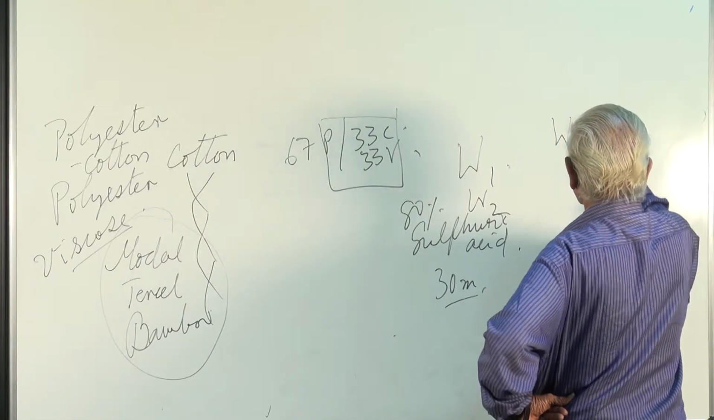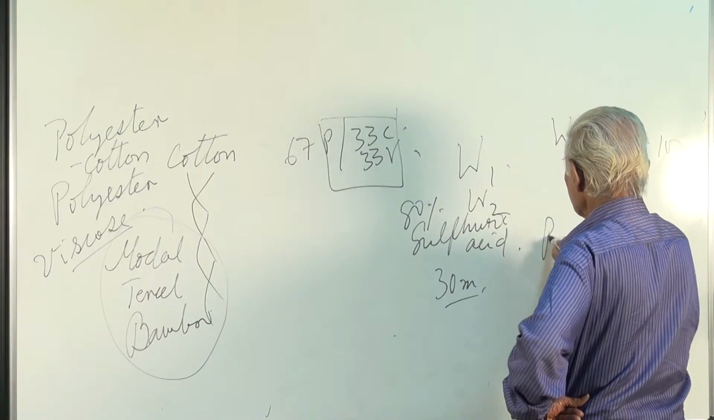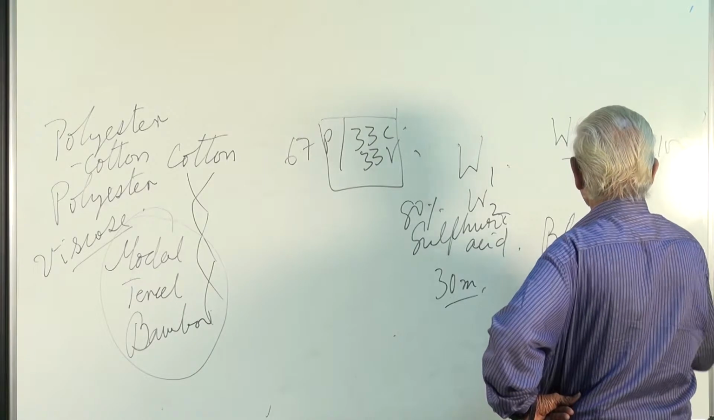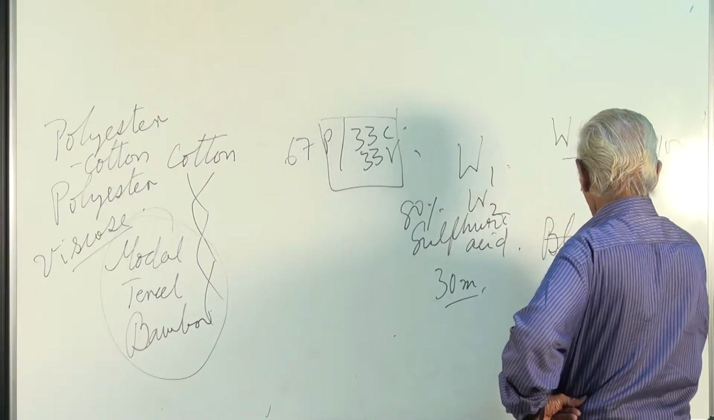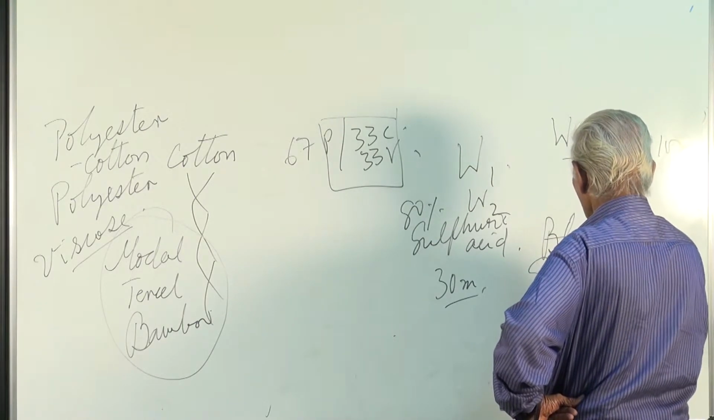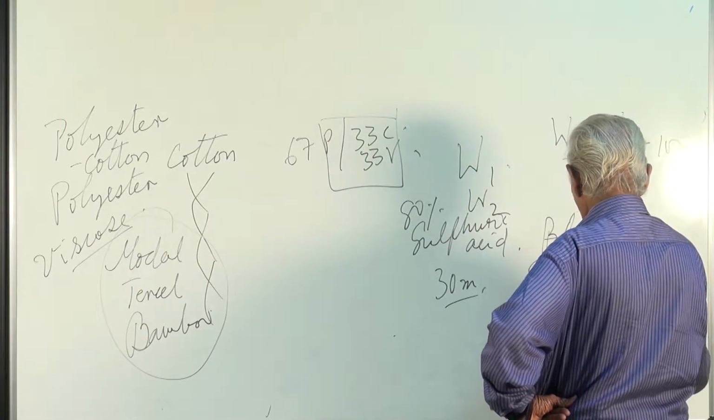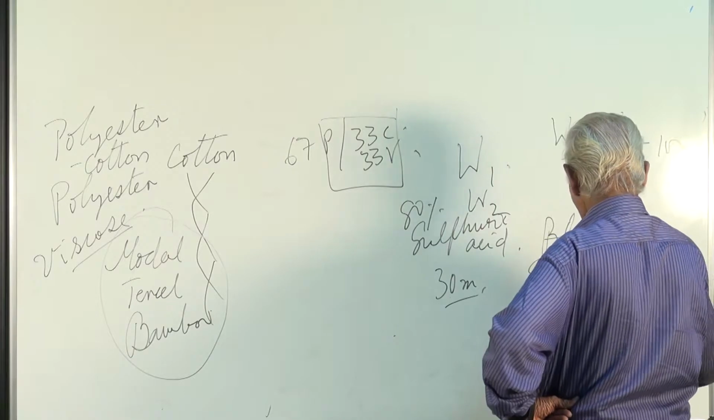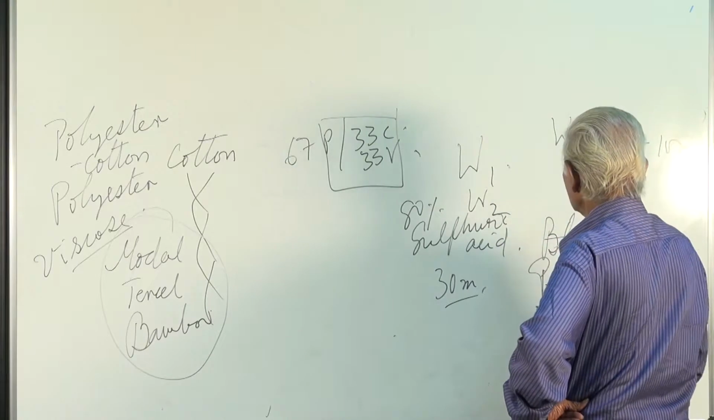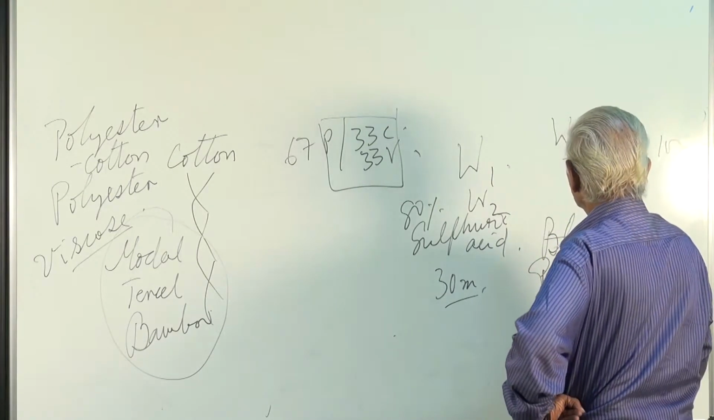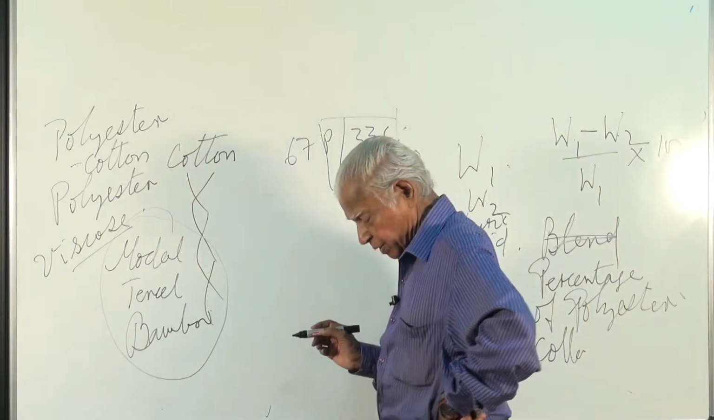So W1 minus W2 divided by W1 into 100 will give the blend composition. That is the percentage of polyester that is remaining. And the balance is cotton, which has been dissolved out. The drop in weight is due to the fact that the cotton has been dissolved out, leaving the polyester behind. So this is how the blend composition is determined.